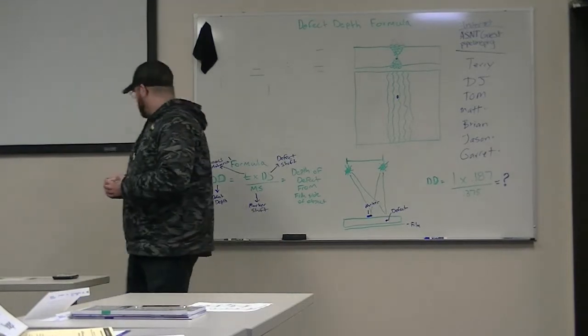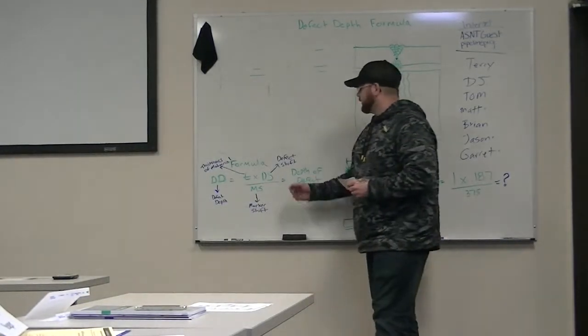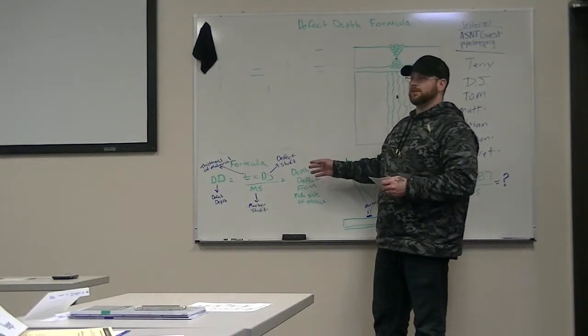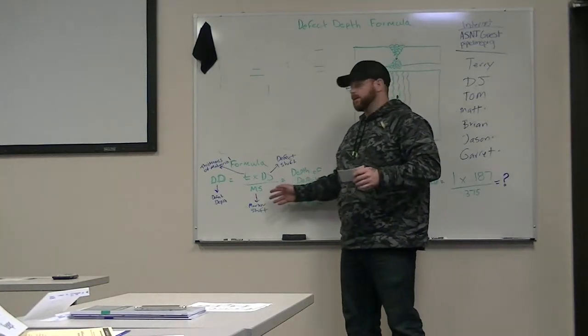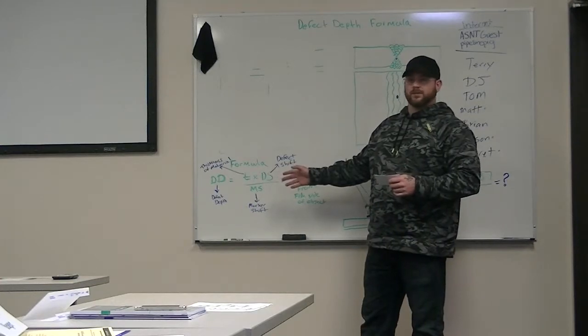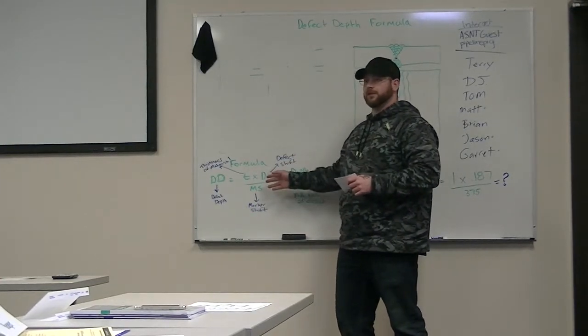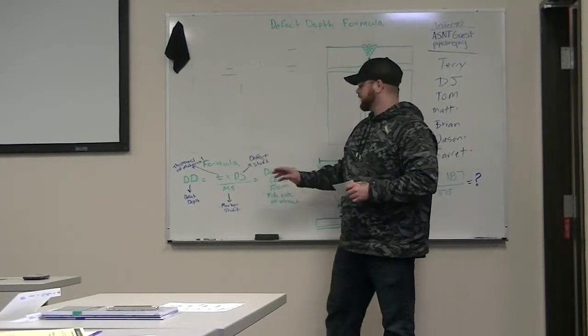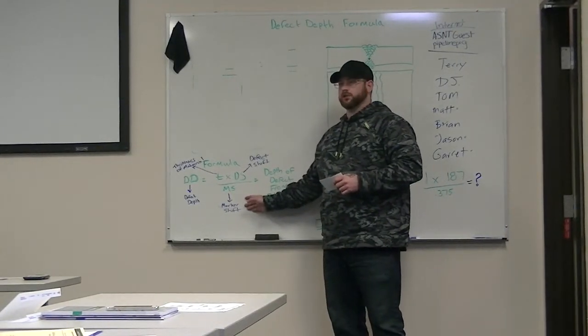Just a short rundown on the formula itself. It's going to be DD equals T times DS divided by MS, with DD standing for depth of defect, T for thickness of the material, DS is defect shift, and MS being the marker shift.